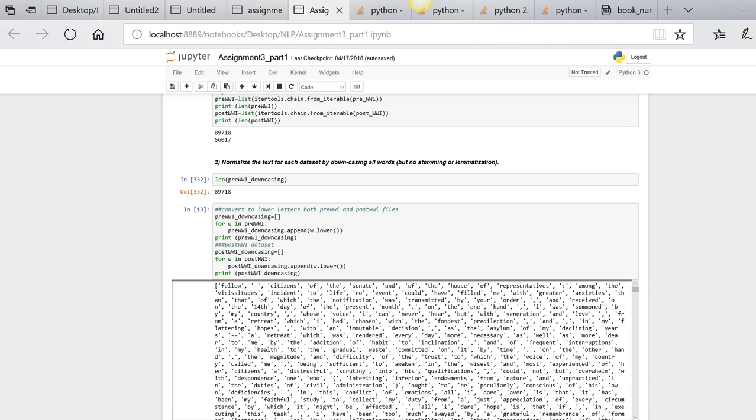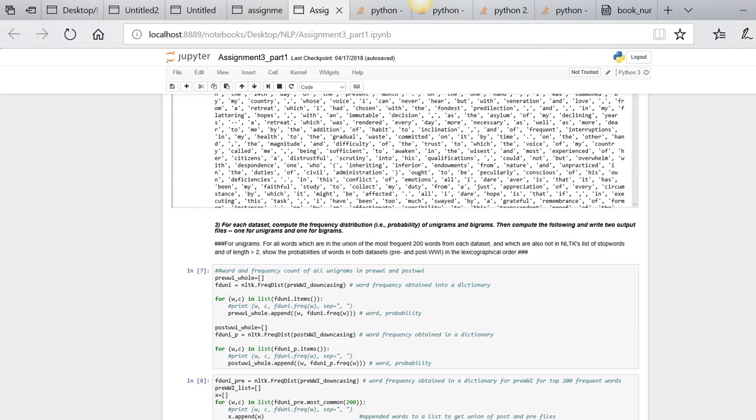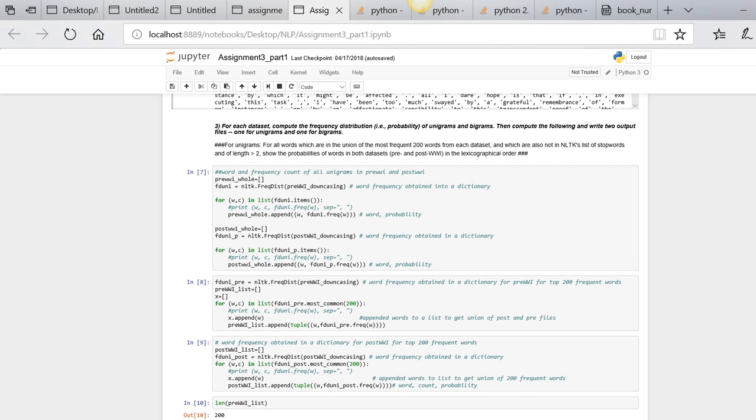Every word in pre and post-WI is converted into small letters using w.lower. Third step, we were asked to calculate the frequency distribution of unigrams and bigrams. Usually the pre-WI whole list would consist of all the frequencies and its corresponding word in pre and post-WI respectively.